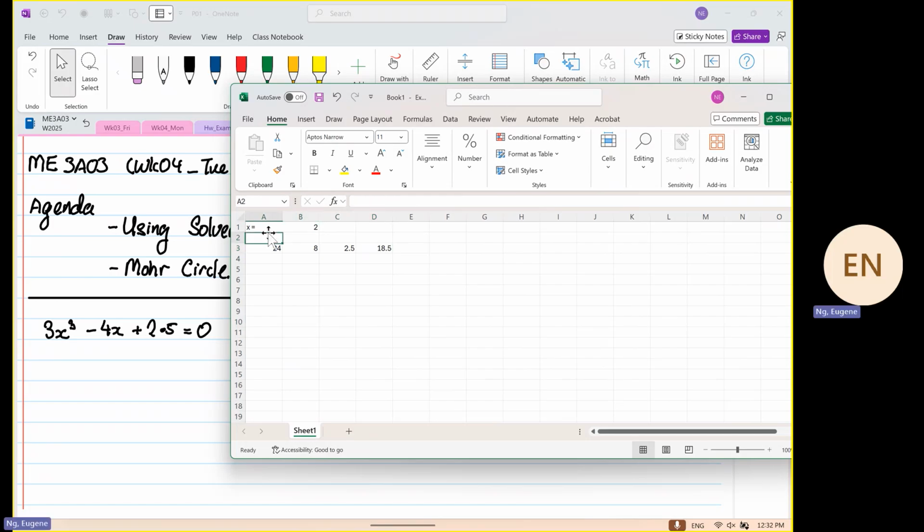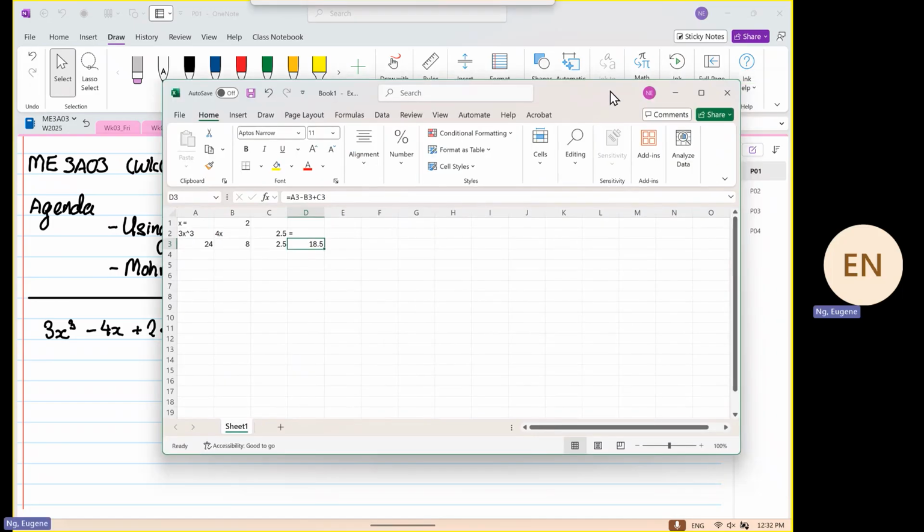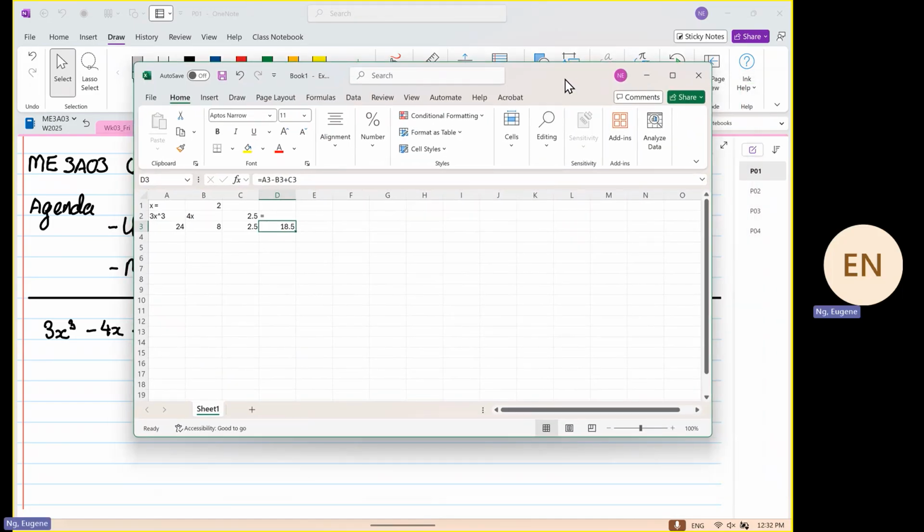Okay, so this is your 3x to the power of 3. This is your 4x. And this is your 2.5. Over here is equal. Okay. Then from here, you get the solver to help you determine what is your x value. Okay. You don't do this. Okay. 0.1. Okay. You don't do it yourself.